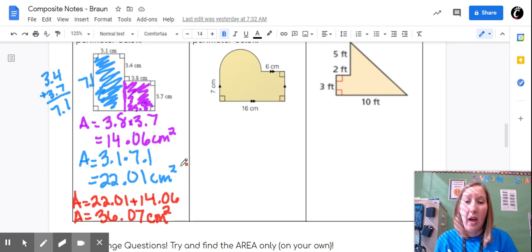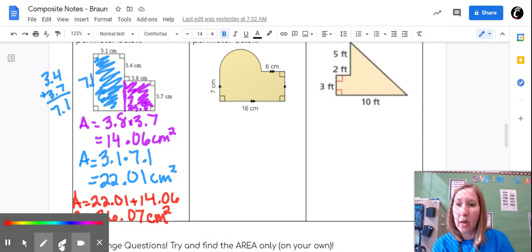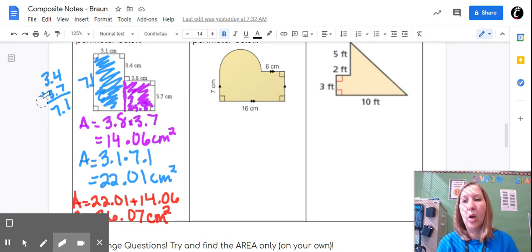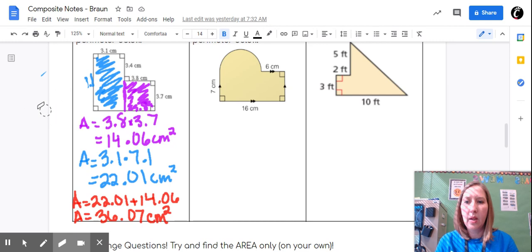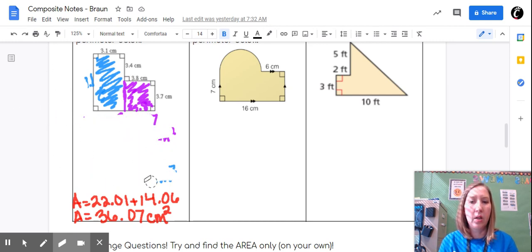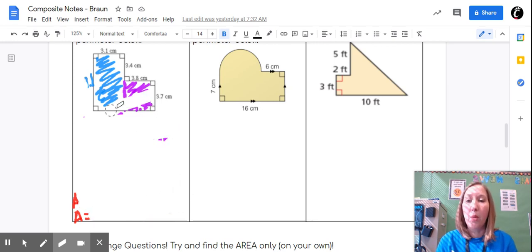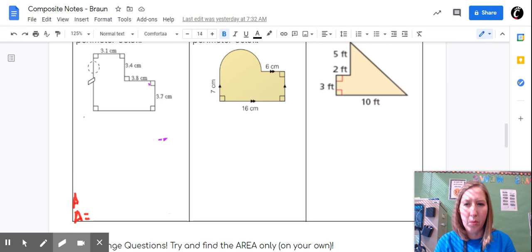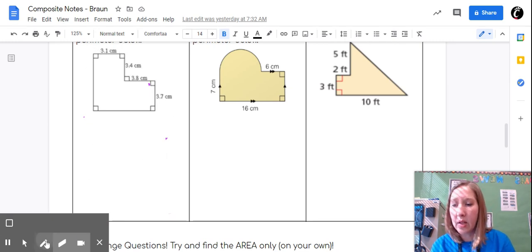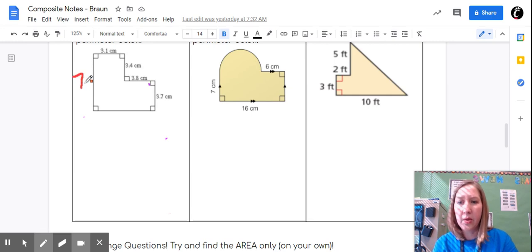Now, I kind of used a lot of space here. I'm going to erase this so we can find the perimeter. In order to find perimeter, just like we were doing yesterday, all we have to do is add up all of our sides. So we're just going to add around our shape. I'm going to erase all of this just so I have more to work with and I can see again.